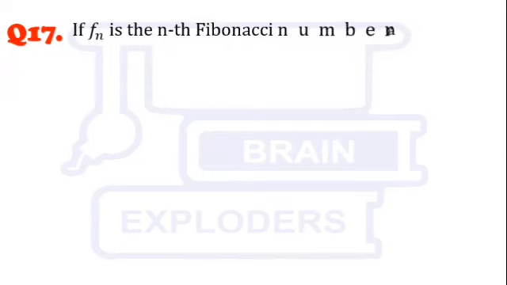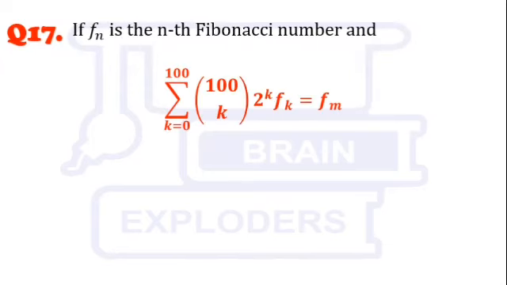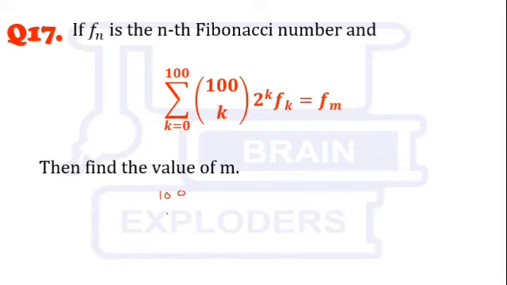If Fn is the nth Fibonacci number and this summation is given equal to Fm, then find the value of m. For those who are not familiar with the notation, here this 100 k is the same as 100Ck.